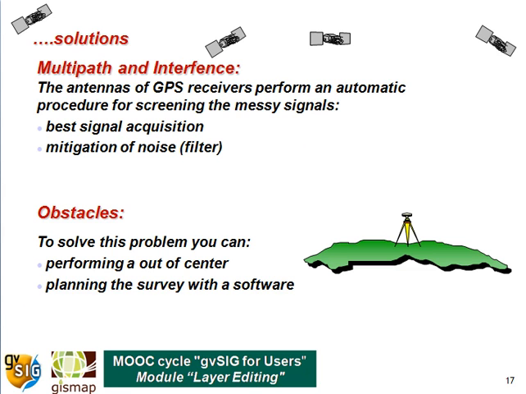Thus, let's say the solution to multipath interference: the antennas of GPS receivers perform automatic correction for screening the messy signals. So they will get only the best signal acquisition, and they mitigate the noise through some dedicated filter I have in the machine, in the equipment. And for obstacles, to solve this problem, you can perform an offset from the center. I will show you how to measure field location and positioning and calculate the position through some formulas, or by planning the survey with software.